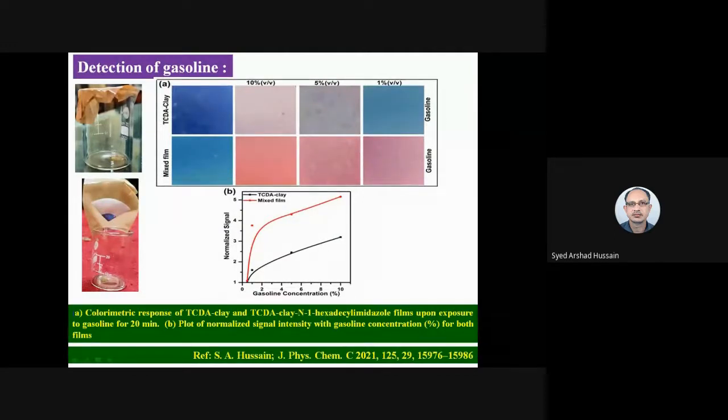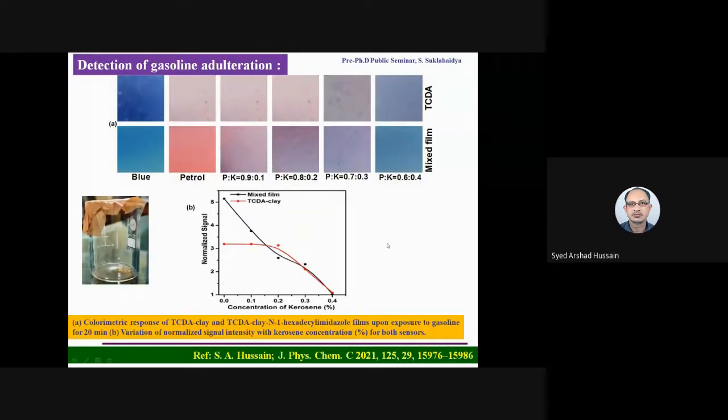You can see PDA clay, then PDA clay imidazole. You see here the response is better, and it is possible to have an idea that yes, gasoline is there. Then what we observe in our region is that sometimes people mix kerosene with petrol because kerosene is cheaper. So we tried our sensor to see how it can respond if it's adulterated with kerosene.